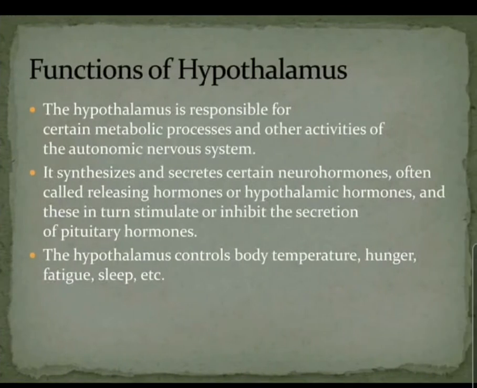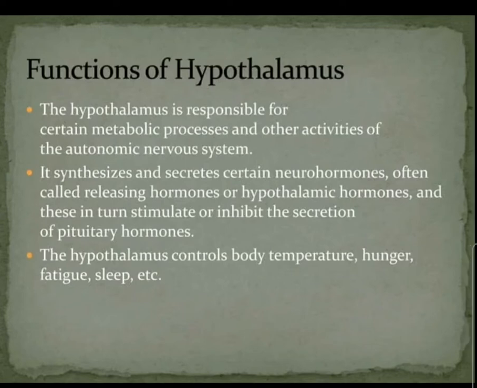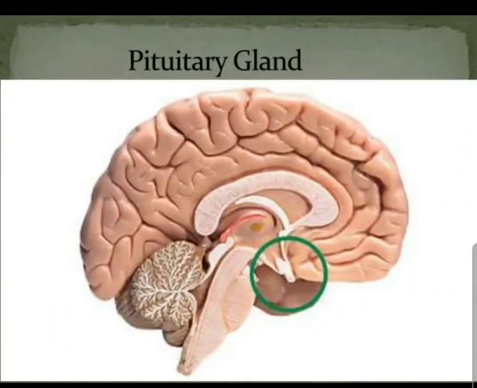The hypothalamus is responsible for certain metabolic processes and other activities of the autonomic nervous system. It synthesizes and secretes certain neurohormones, often called releasing hormones or hypothalamic hormones, and these in turn stimulate or inhibit the secretion of pituitary hormones. The hypothalamus controls body temperature, hunger, fatigue, sleep, etc. The next is the pituitary gland.